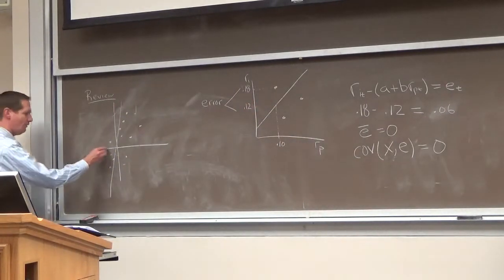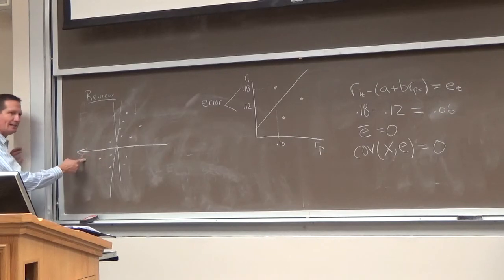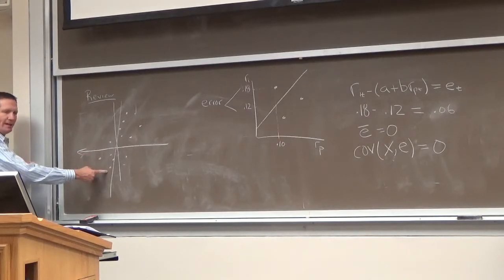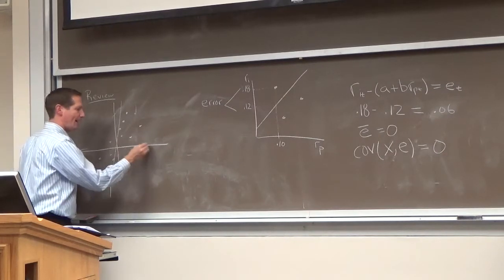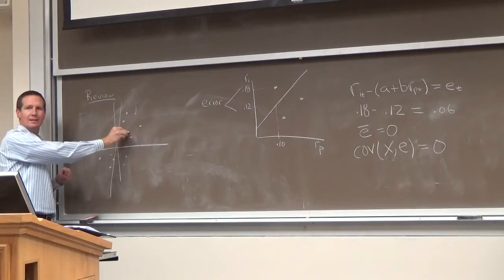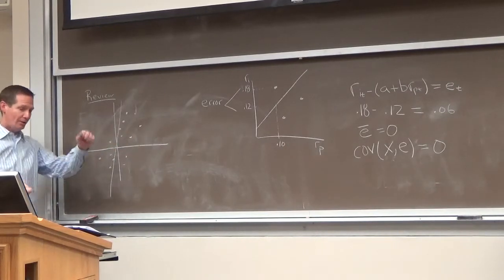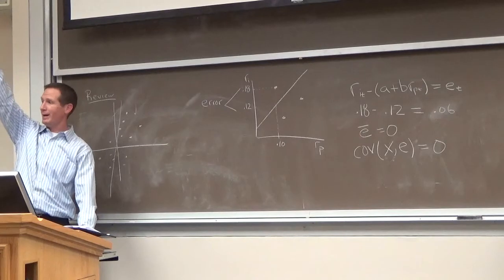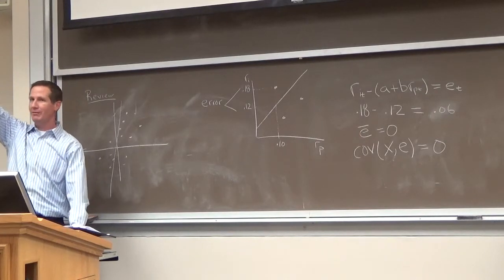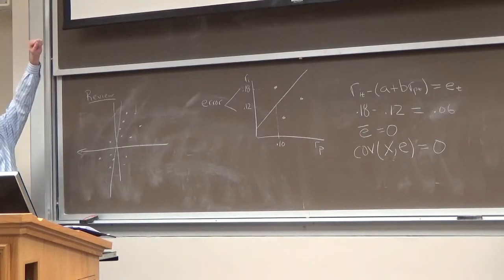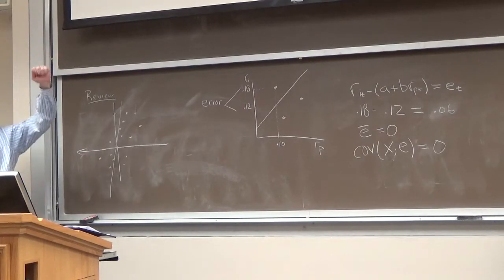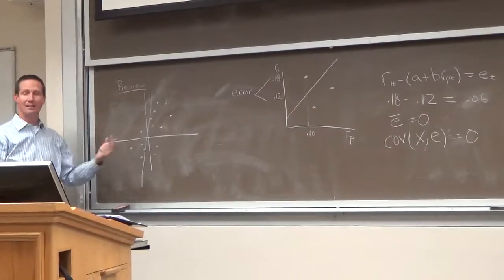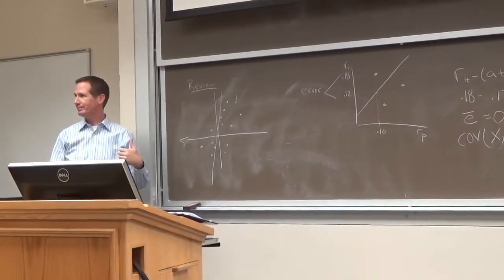Let's see why that is. So here for low values of x, when x is negative, what's the sign of our error terms? They're positive. So for low x, we have positive errors. For high x, what's the sign of our error? They're negative. So we have low values of x with positive error terms, and for high values of x, we get negative error terms. So they're moving in the opposite direction, right? The covariance between our error term and our x is negative.